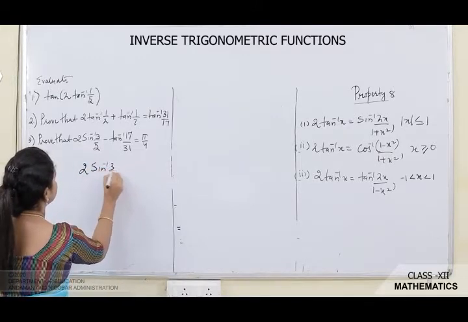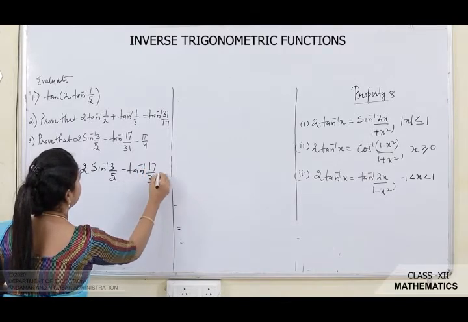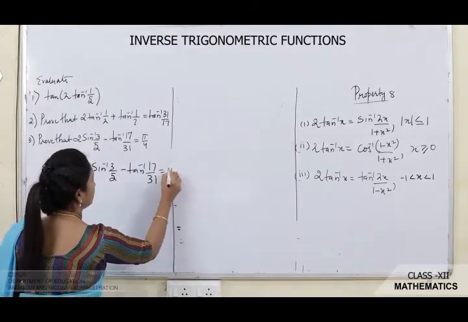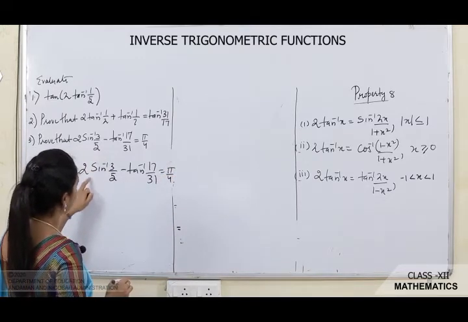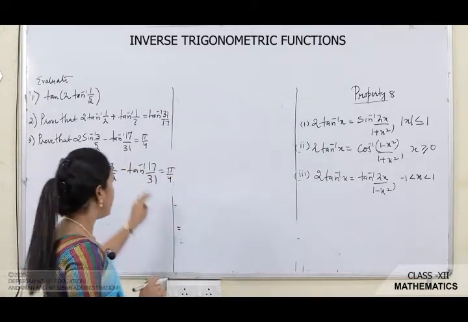Prove that 2 sin inverse 3/5 minus tan inverse 17/31 is equal to π/4. Okay, you have to prove this. Correct. Now, 2 sin inverse 3/5, you have to first convert it in terms of tan inverse.